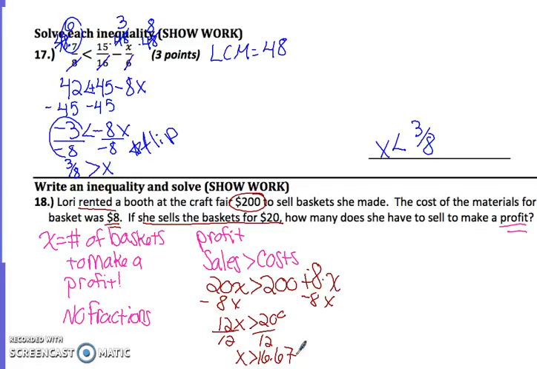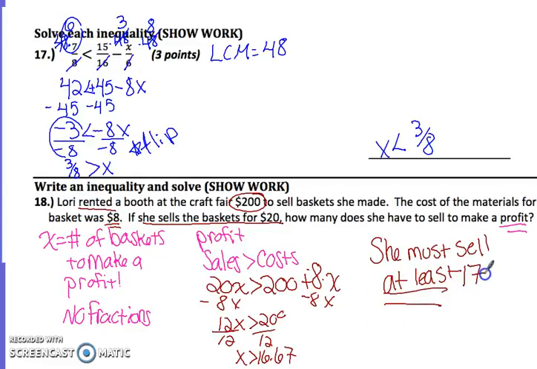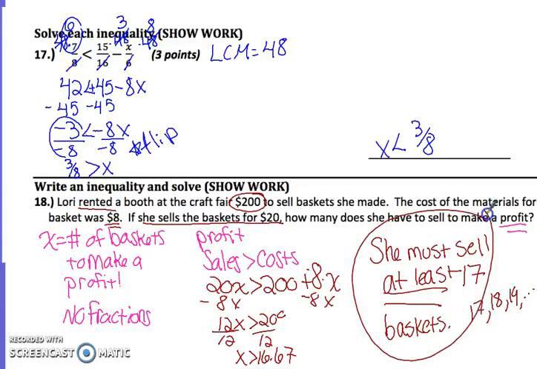So what are the total number of baskets? Well, she can't have 16, so she must sell at least, you need those words, at least 17 baskets. When you say the words at least, that means 17, 18, 19, so on and so forth. So this right here has to be your answer. You can't just say she needs to sell 17 baskets.